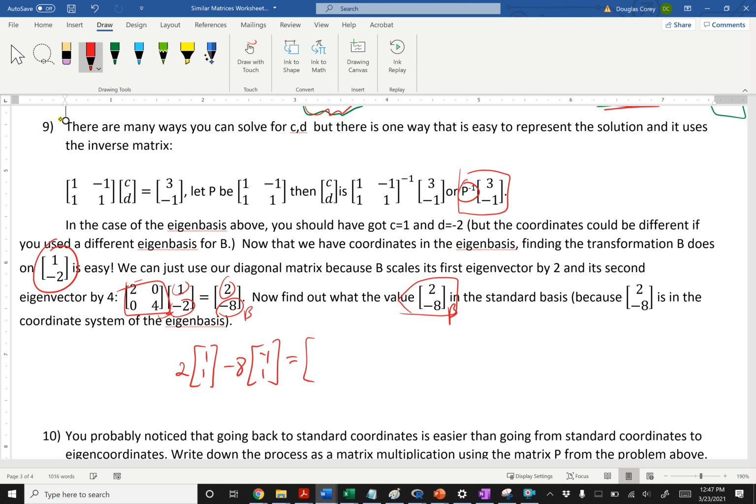And so then I can do that computation, and that's 2 minus 8, which is a negative 6, and this is 2, minus a negative 8, so that's going to be 10, and then that's going to be a negative 6. And that's one way I could do it. I can also represent this as a matrix multiplication.